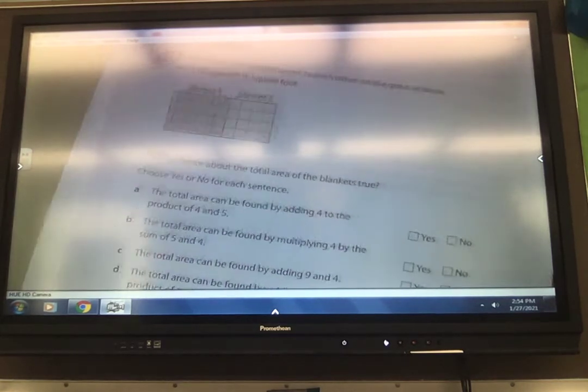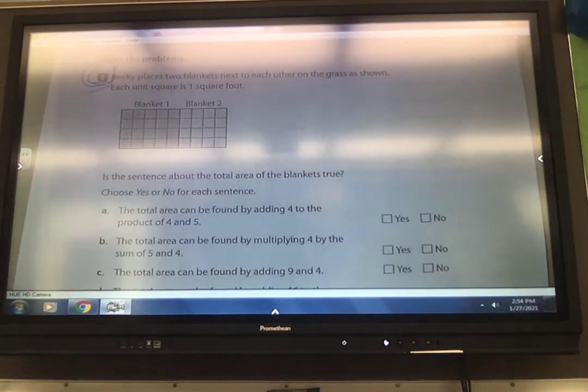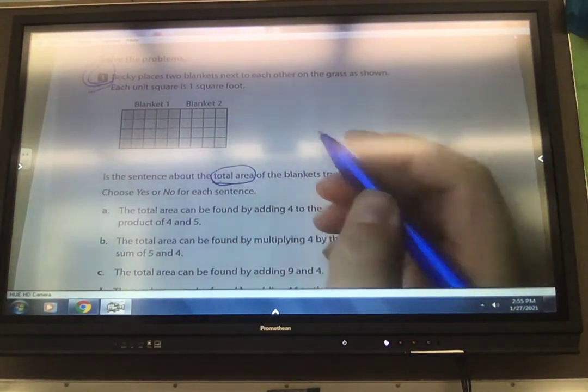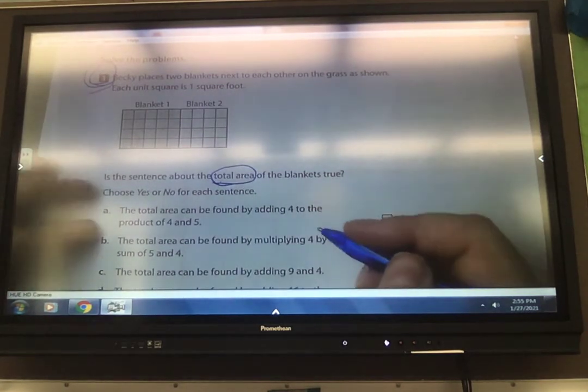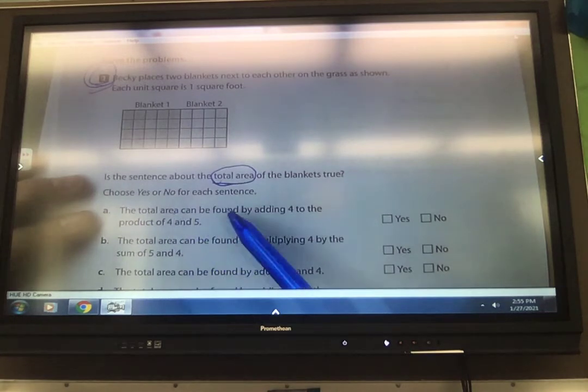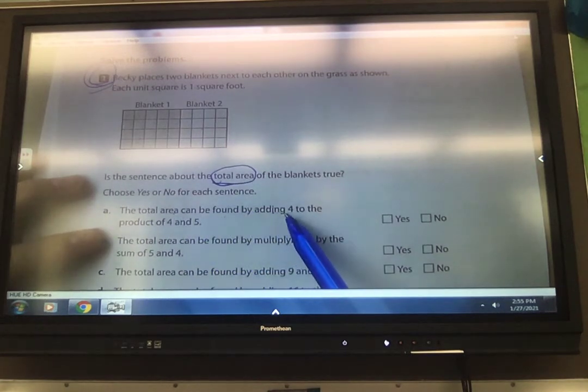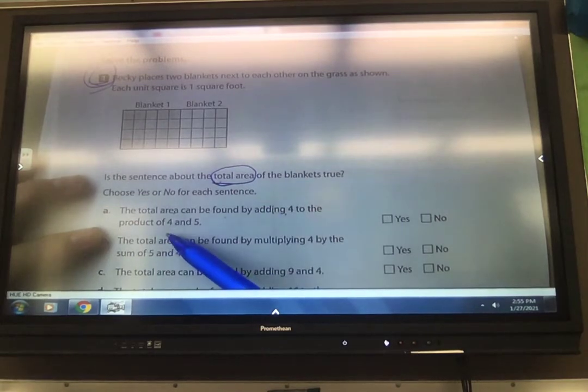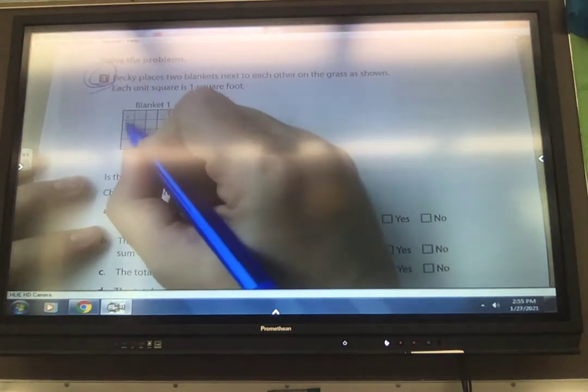All right, next page. Number 1, I definitely have a circle around. Becky places 2 blankets next to each other on the grass as shown. Each unit square is 1 square foot. Is the sentence about the total area, I'm going to circle that, of the blankets true? A, do we find total area can be found by adding 4 to the product of 4 and 5? Let's go back up here and do our area, shall we? Length, 1, 2, 3, 4.